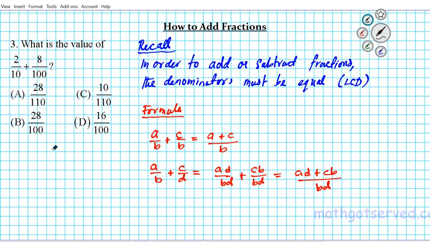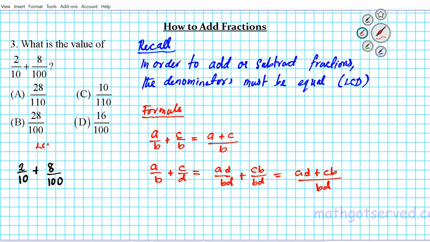Now let's attack the problem. We want to find out what is 2 over 10 plus 8 over 100. You can't just add the top and the bottom. You get 10 over 110, which is wrong. The denominators must be identical first. So how do we make the denominators identical? Well, we have to find the LCD of 10 and 100. What is the smallest number that 10 and 100 can go into evenly?